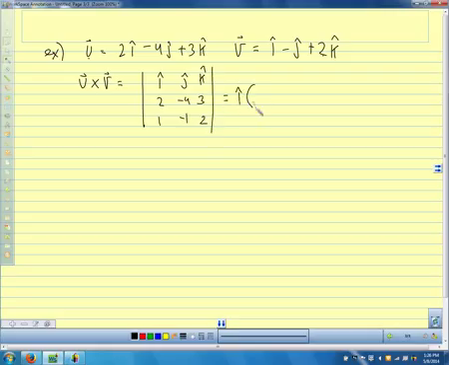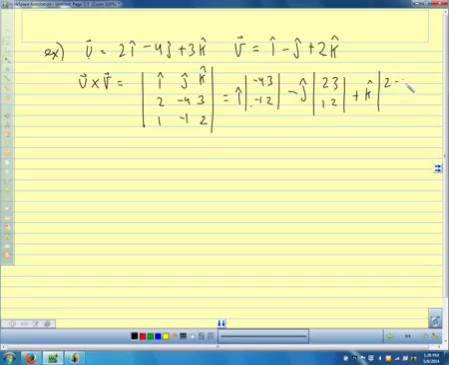So that's going to be i hat times the determinant that we get when we cross out this row and this column. So negative 4, 3, negative 1, 2. Minus, always that second one always minus, j hat times the determinant when we cross out the top row and the middle column. So 2, 3, 1, 2. Plus k hat, cross out the top row and the third column. 2, negative 4, 1, negative 1.